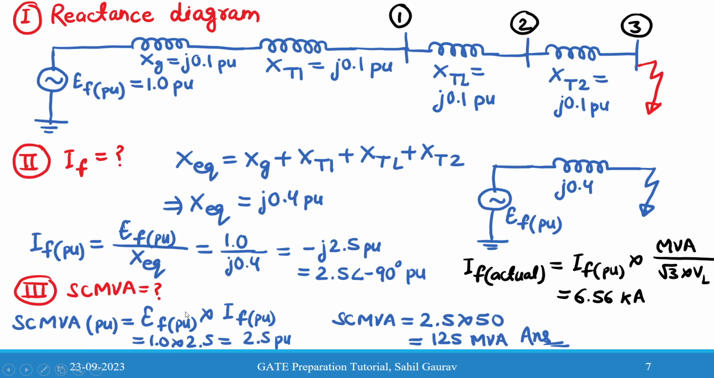And for short circuit MVA, E_F per unit is given as 1.0 per unit, and I_F per unit we have found out, we have to take the magnitude only. So 2.5 here comes. Then short circuit MVA per unit will be 2.5 per unit, and multiplying with the base value, you will get the actual short circuit MVA value. So it will be 125 MVA.